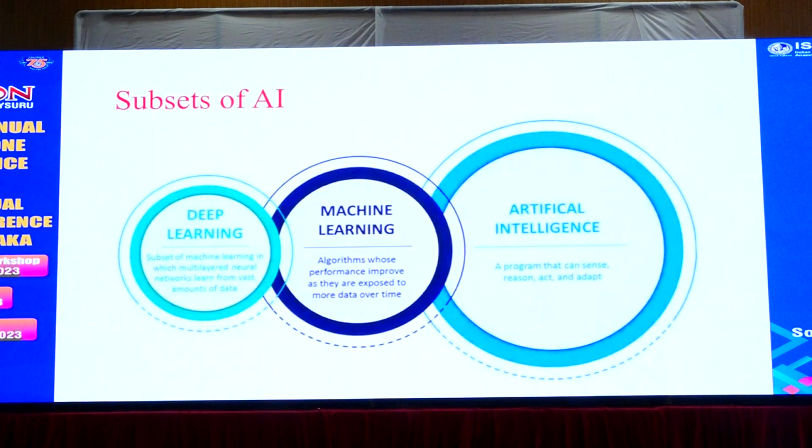To understand AI better, we need to understand certain terminologies and the subsets or subfields of AI. To simply define AI, it is just a program or flow chart devised by humans. It is a handcrafted thing which can sense, reason, act, and adapt. If you remember these three words, it gives a meaning of what AI is. The subset of AI is machine learning.